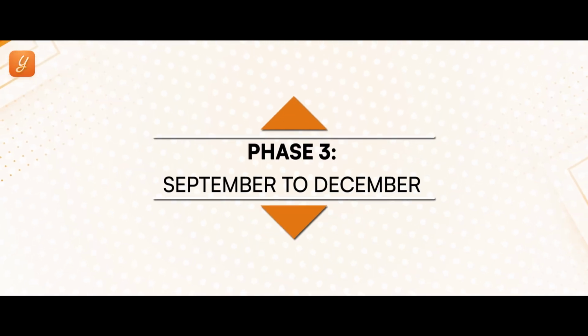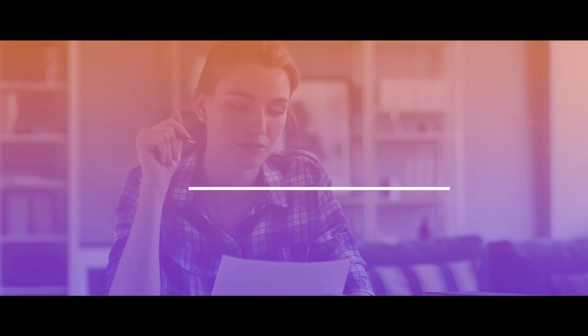Phase 3, September to December. Once you've taken all your exams, it's time to revisit your original university shortlist and make changes depending on your final test scores. Most students decide to apply to 8 to 10 universities in every intake. Once you have your final university shortlist, it's time to begin your applications.